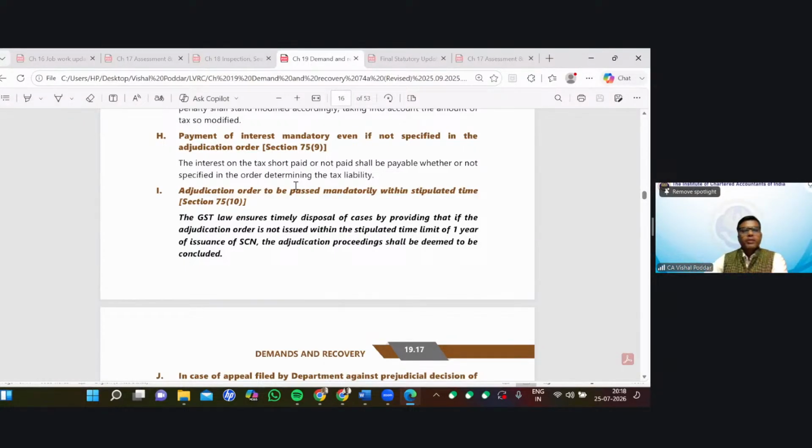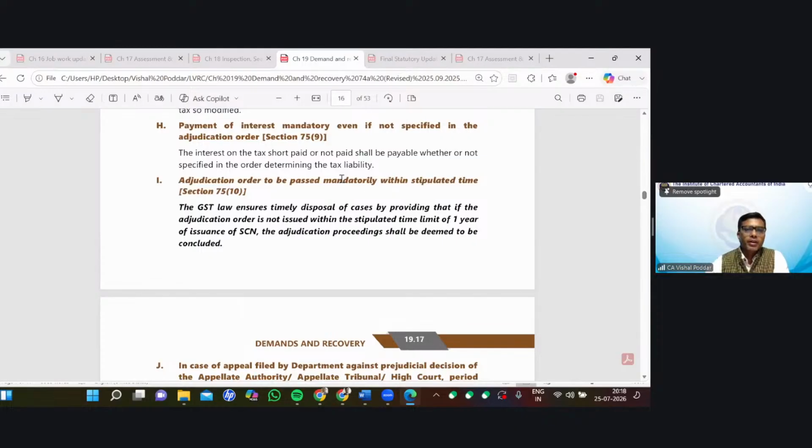See, students will have to understand one thing, that interest payments are, you can say, automatic. So for interest, there is no need that the order should specify that interest should be levied. So interest is automatic, and every time whenever there is a tax liability, interest will come.